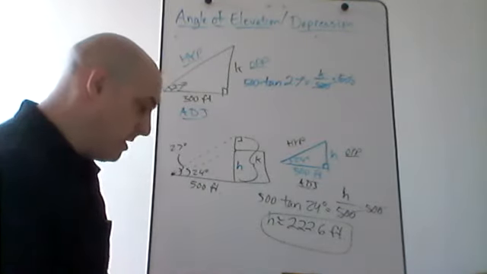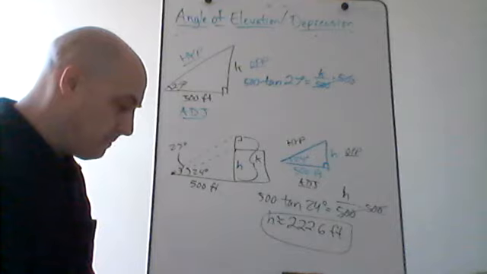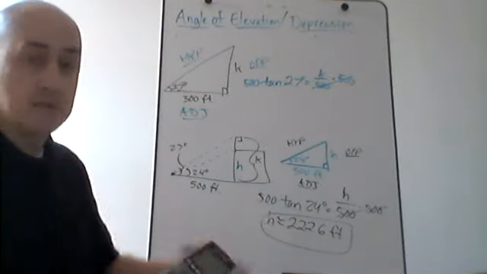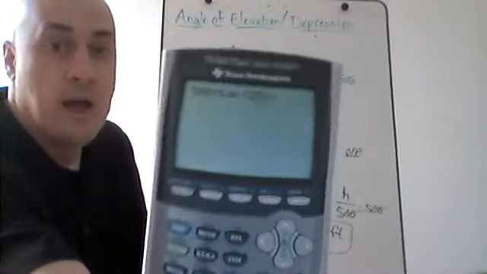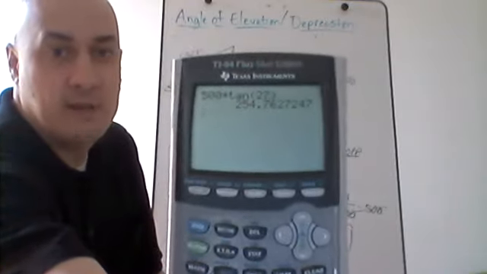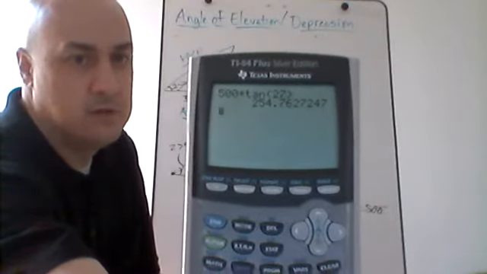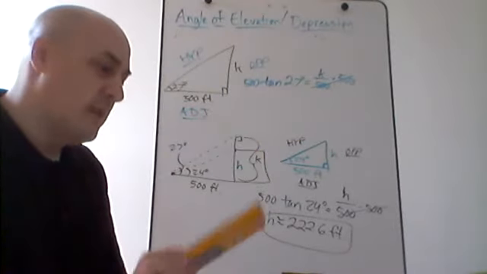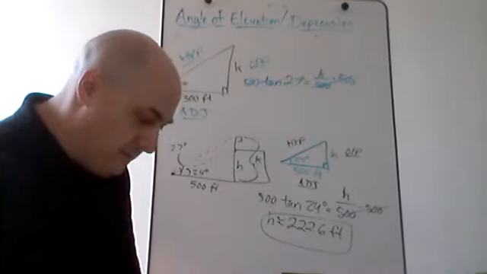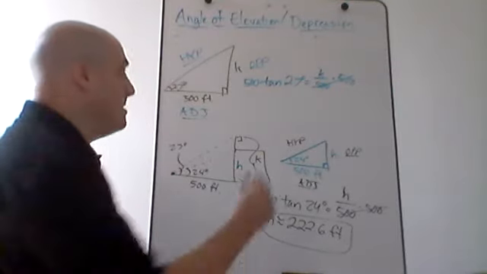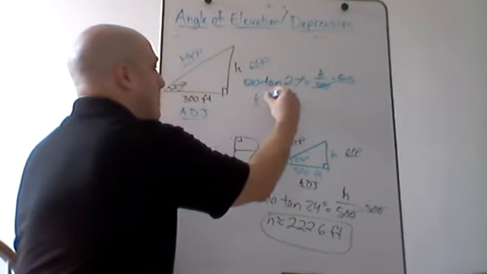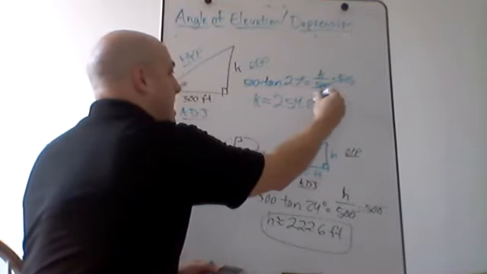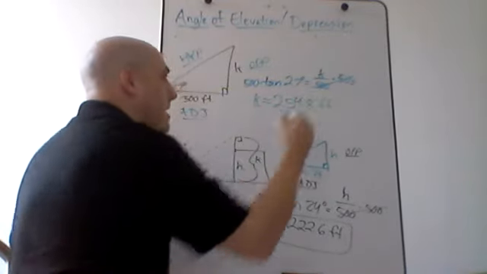So it's almost the same thing I just typed in. 500 times tangent 27 now. I almost looked at the wrong spot and typed the wrong number. That would have been dumb. 500 tangent 27, and I get 254. Let me turn it around so I can actually read it. 254.76. So let's call that 254.8 feet. Right, so my K is approximately 254.8 feet. Right, so that's not the answer to the question, though.